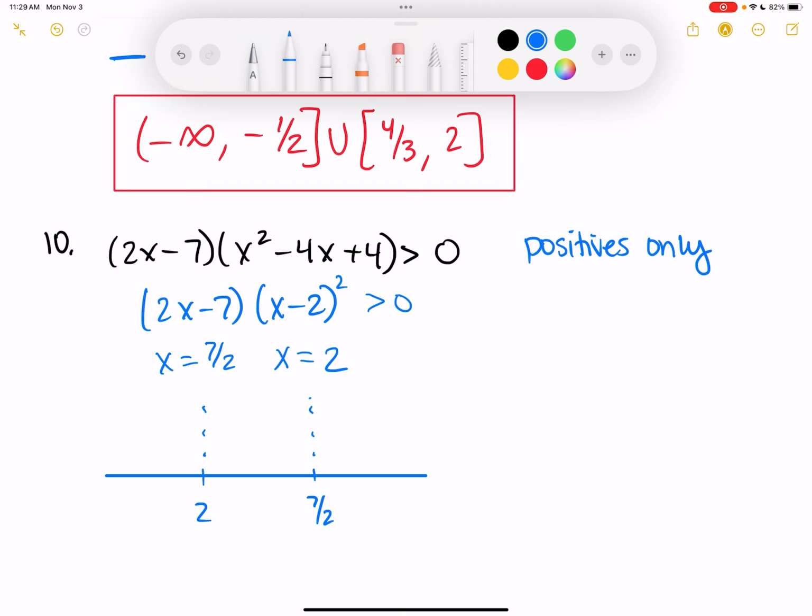All right, what number do y'all want to use to plug in this first region? 0. Okay, either one works, 0 or 1. What happens if I plug that in here? Negative. And over here? Positive. It's a square, so it's always going to be positive on that term. Negative and positive is negative.